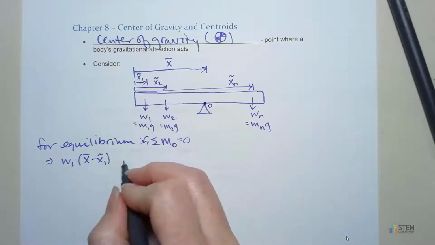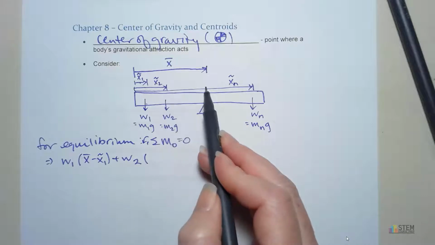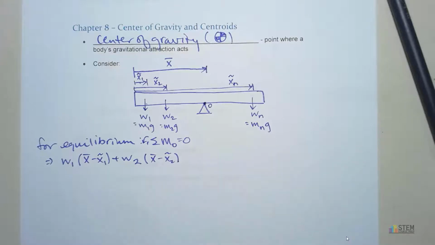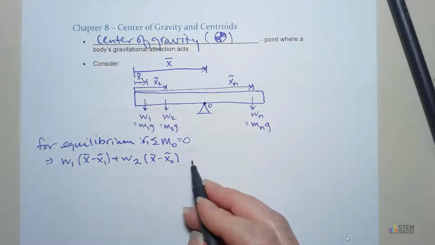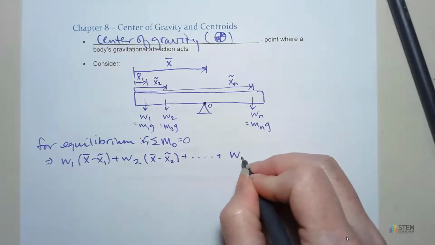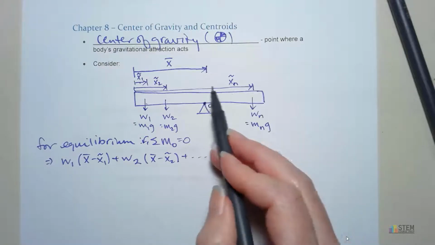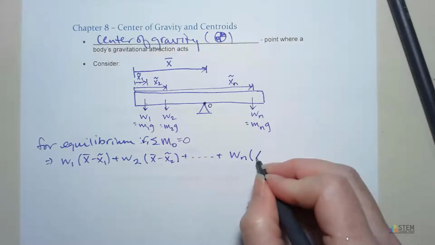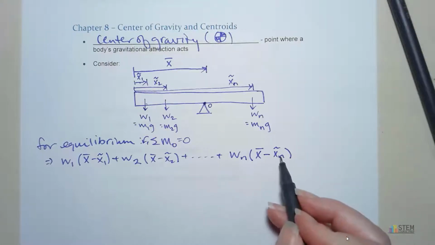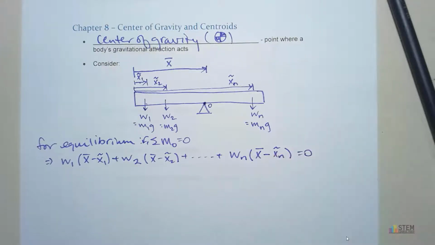Go to W2 and do the same thing. That's still a positive moment, so plus W2 times the distance from here over to here, which is X bar minus X2 tilde. Then you just keep going. We'll come over to here. Now we've got WN, and this distance is from this to here. Just to keep this as positive, I'm going to write this as X bar minus XN tilde. That will give you a negative moment because XN is larger than X bar. I'm just trying to keep these in the same order, so the signs will work out in the end.